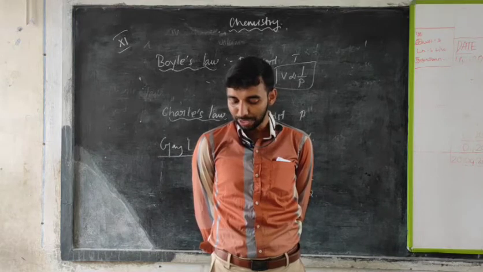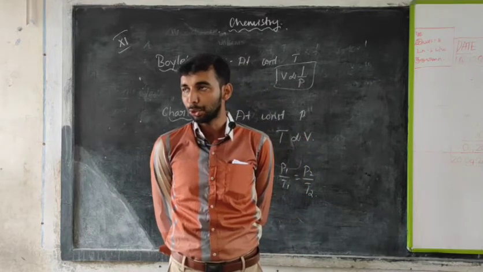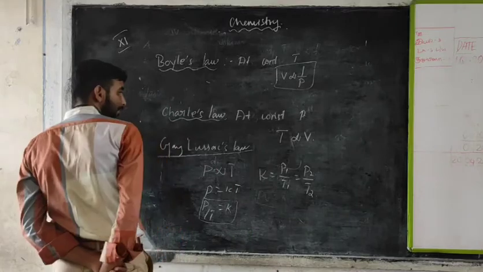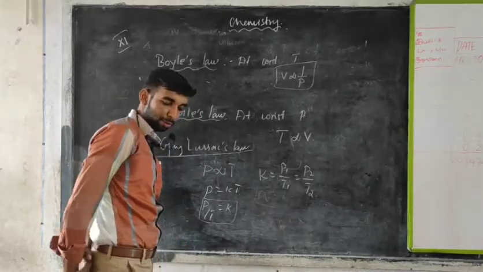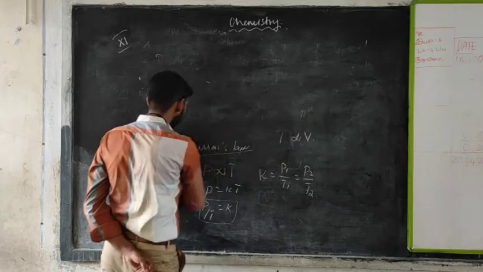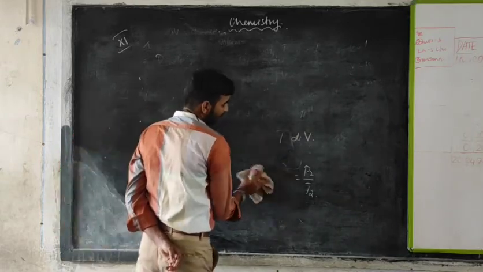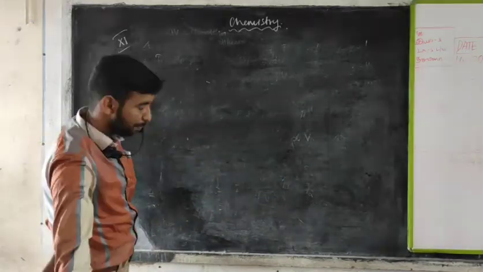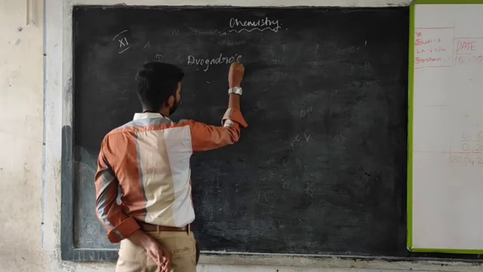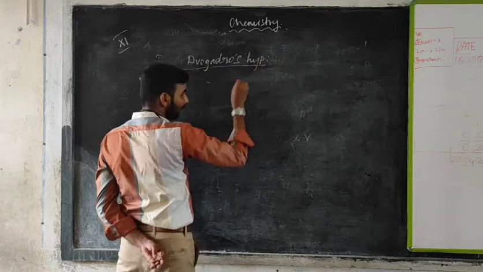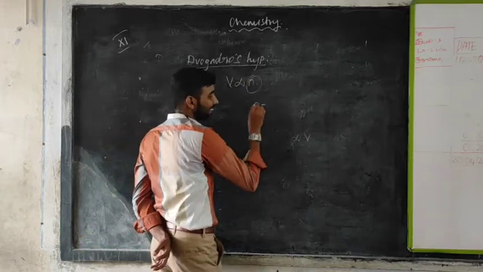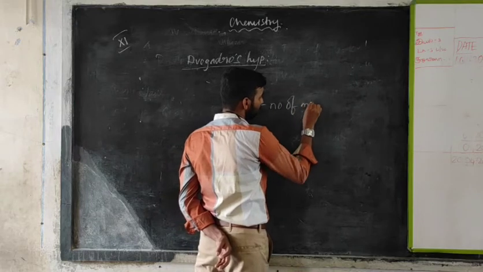The mathematical expression of Avogadro's hypothesis may be expressed as V is proportional to n. That is, if the volume of a gas increases, the number of molecules also increases. For Avogadro's hypothesis, volume is directly proportional to n, where n is the number of molecules.